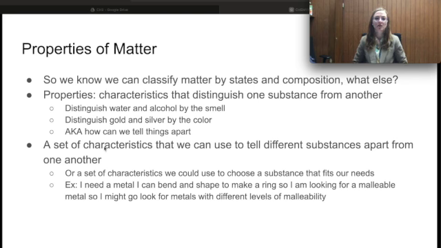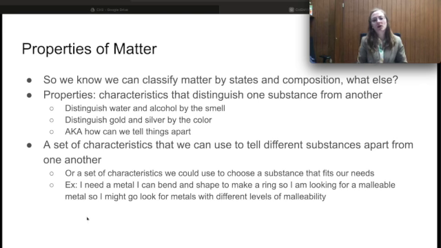So you could have a set of characteristics that we could use to tell two substances apart from one another. I could look at my two substances and try to determine a characteristic that allows me to tell them apart. Or, for example, if I had a list of characteristics, I could choose a substance that has those characteristics. So that's how the properties can be useful. If I need something that does something, I can look for it. Or if I have something and something else, I can start to tell it apart by leveraging the information in these properties. So that's how the properties of matter work.